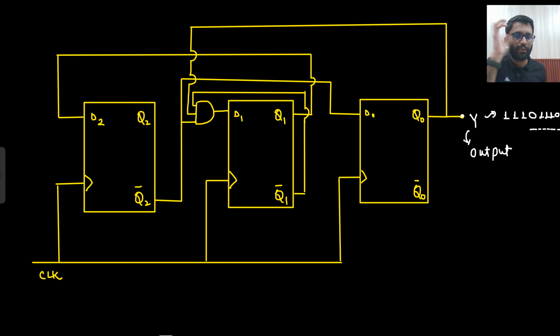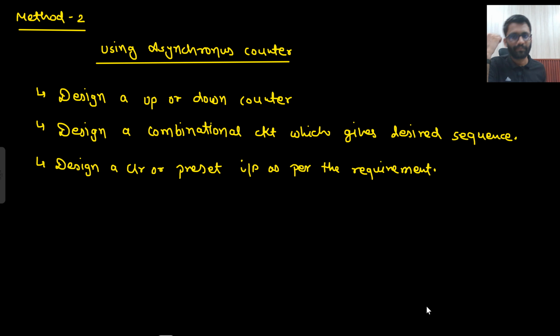So let's see method 2. In method 2, I will be using an asynchronous counter. So what will I be doing? Here you are not going to understand anything yet. Okay, so what do I need to design? 1 1 0. This I need to design.